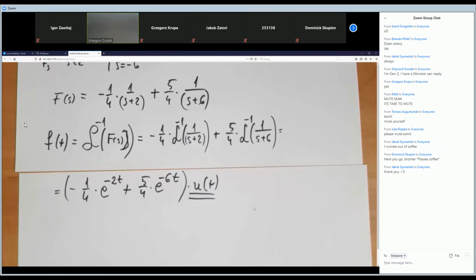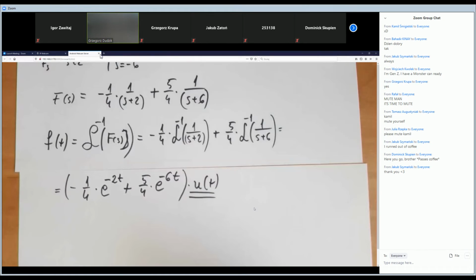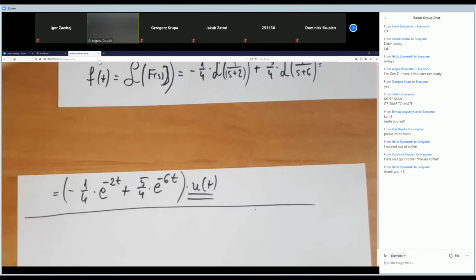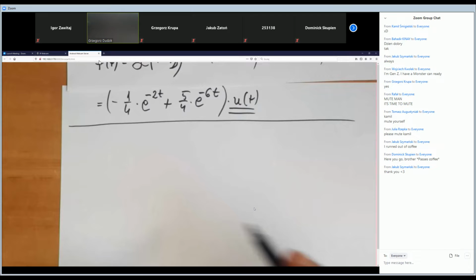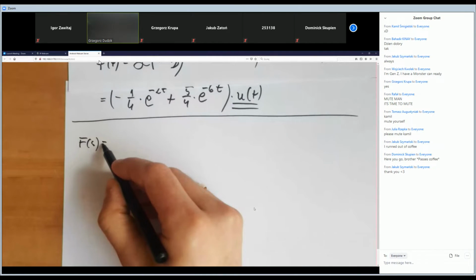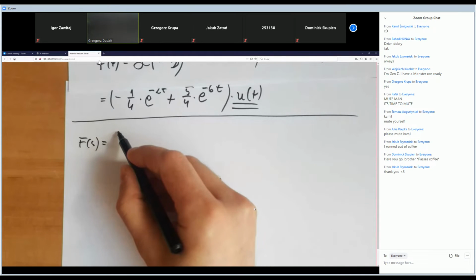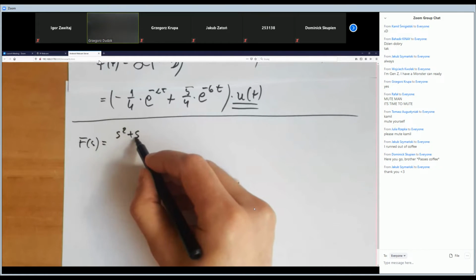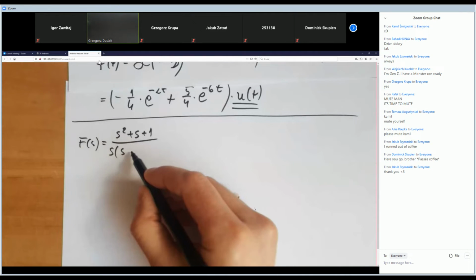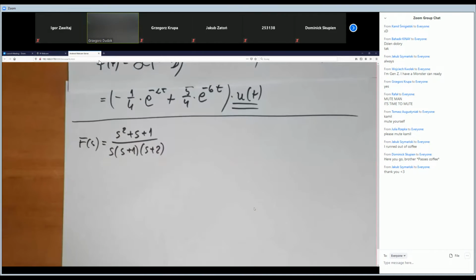Great. Maybe we can make another example where we will have simple poles. Let's say we've got the F(s) function equal to s squared plus s plus 1 over s times (s plus 1) times (s plus 2).